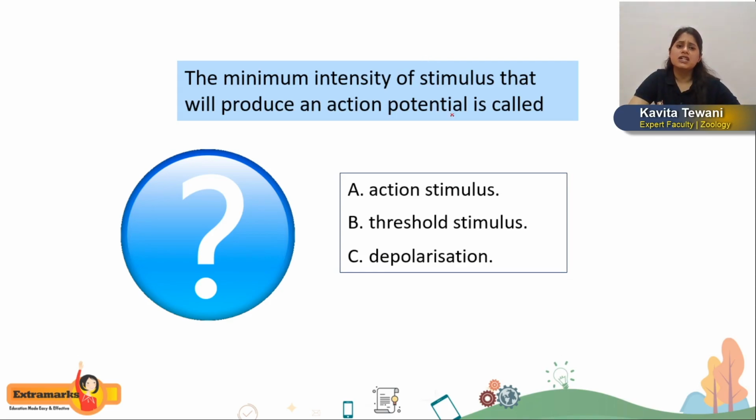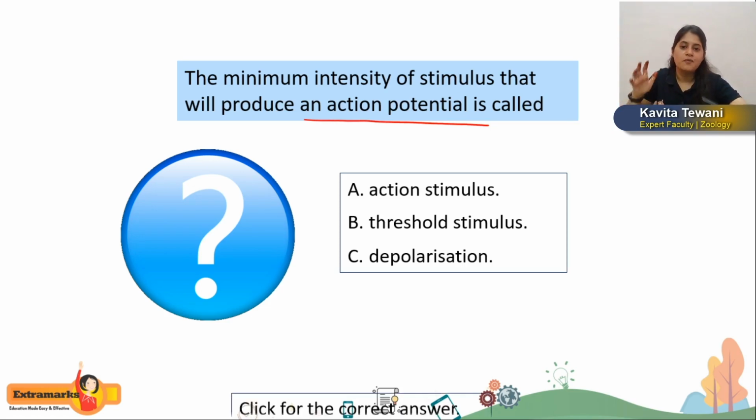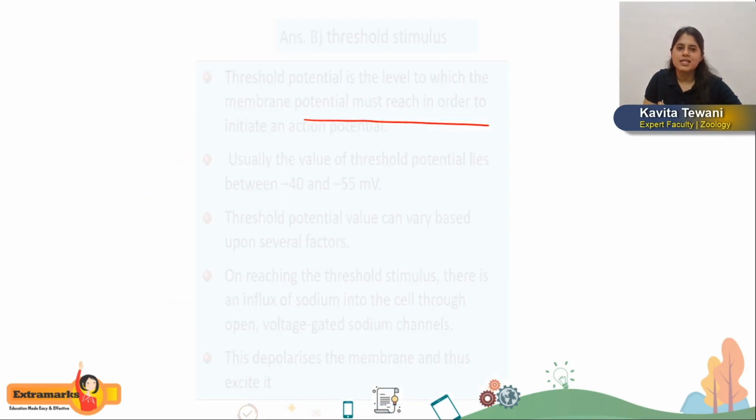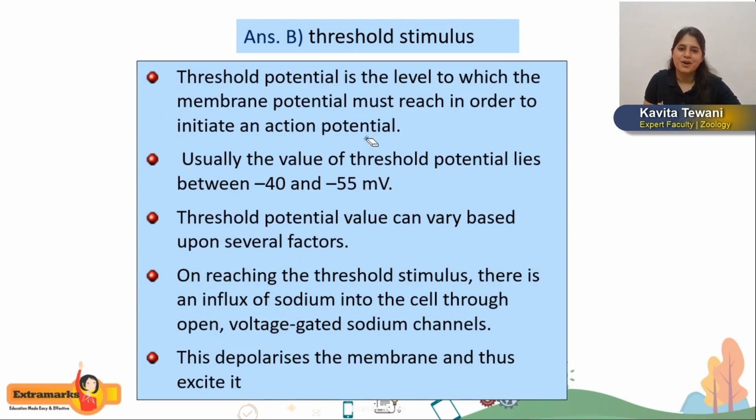The minimum intensity of stimulus that will be required to produce an action potential is called: action stimulus, threshold stimulus, or depolarization. Obviously, a very obvious answer we all know if we have heard the session properly.